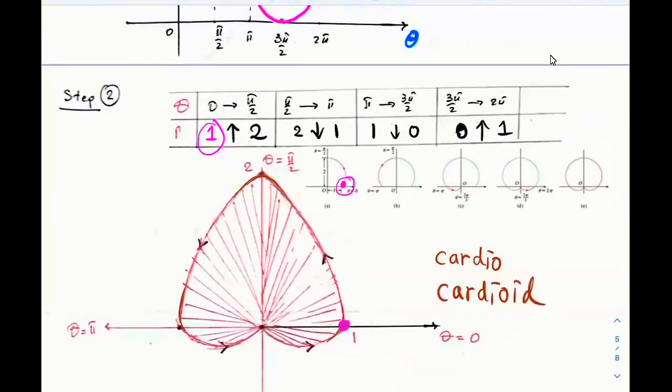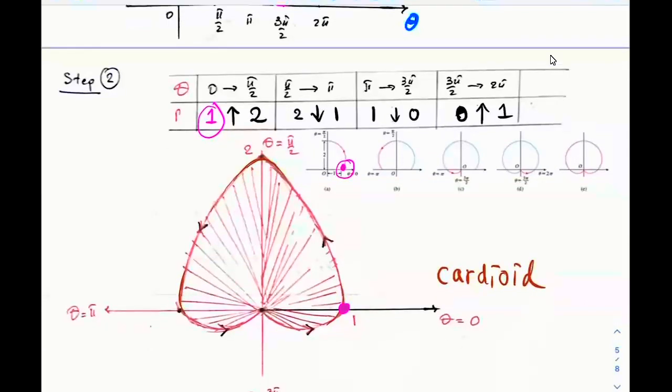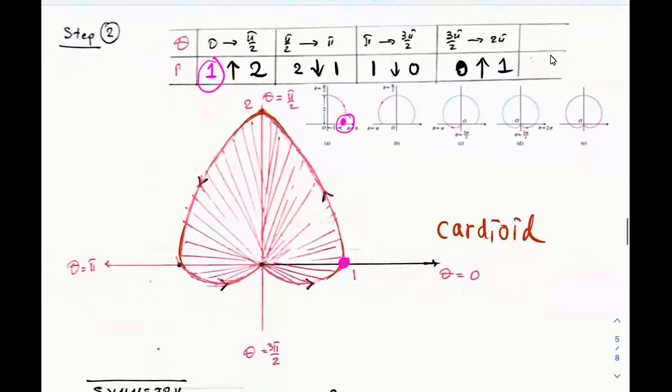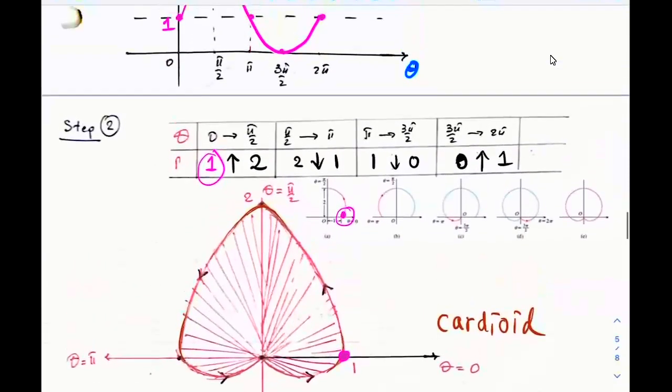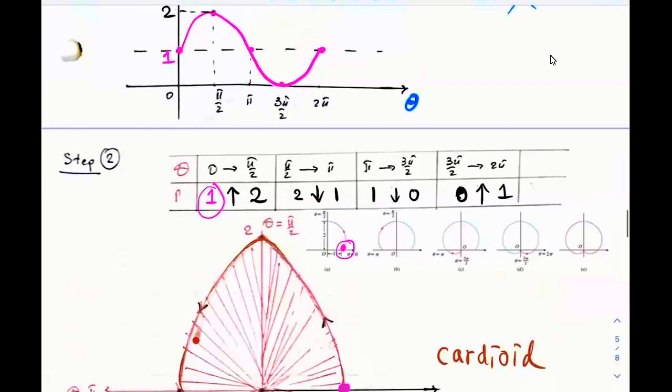Good job. Good try. Maybe next time. Okay, cardioid. This is the shape, like a heart shape, so it's called cardioid. This is how it looks like. It seems like a lot of work to graph this by hand.